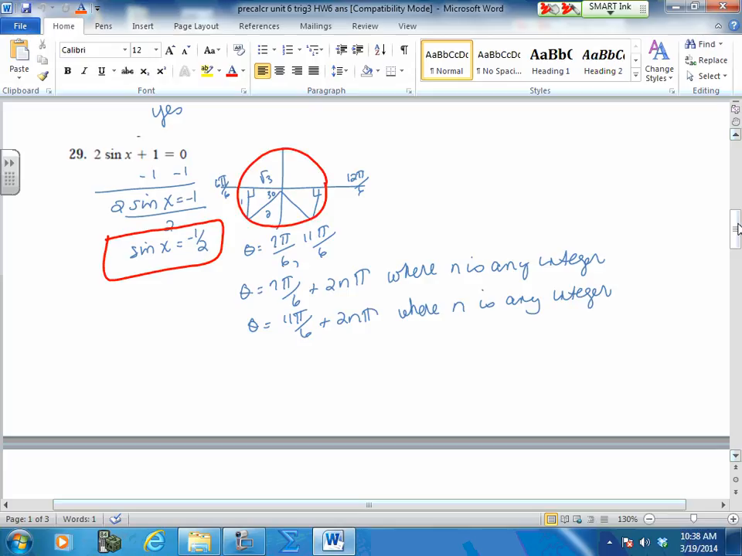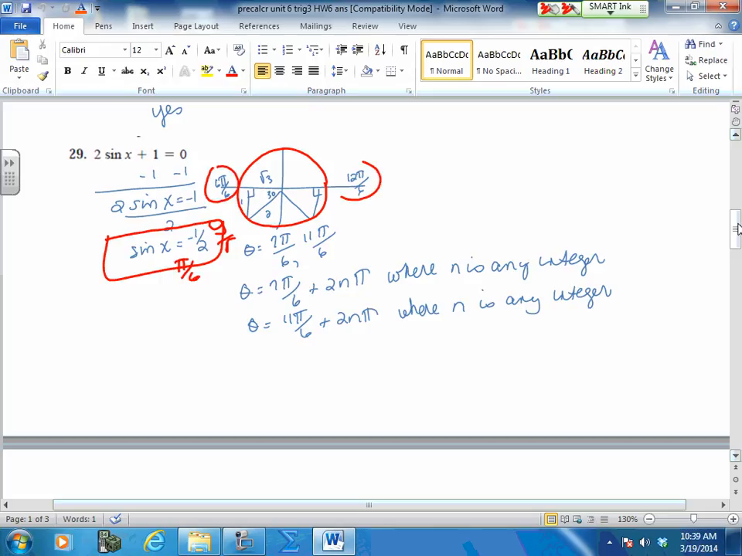We say sine is your y. It's negative where the y is negative, third and fourth. Y over r. We notice that your reference angle would be 30. How many times does 30 go into 180? 6. So your reference angle is pi over 6. That's your reference angle. So set this up.